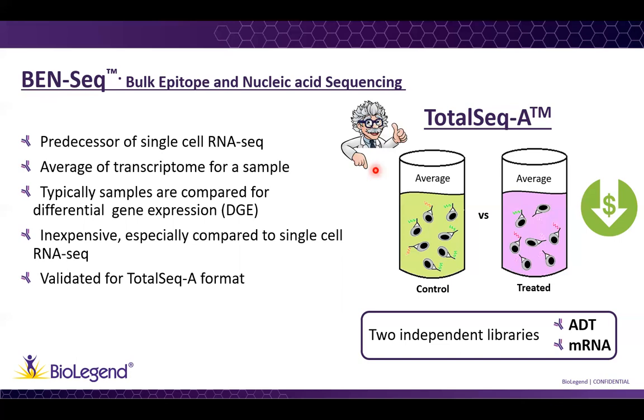And most important, BioLegend has validated TotalSeq A antibodies to be compatible with BenSeq. Similarly to what happens in site-seq, in BenSeq, you will also have at the end of your sequencing two independent libraries, one coming from the ADTs and one from the mRNA. As you can see, BenSeq provides a cost-effective way of adding proteomics data to RNA-seq experiments, as it is relatively inexpensive compared to single-cell RNA-seq, because it does not require any single-cell capture instrumentation or reagent cost involved.